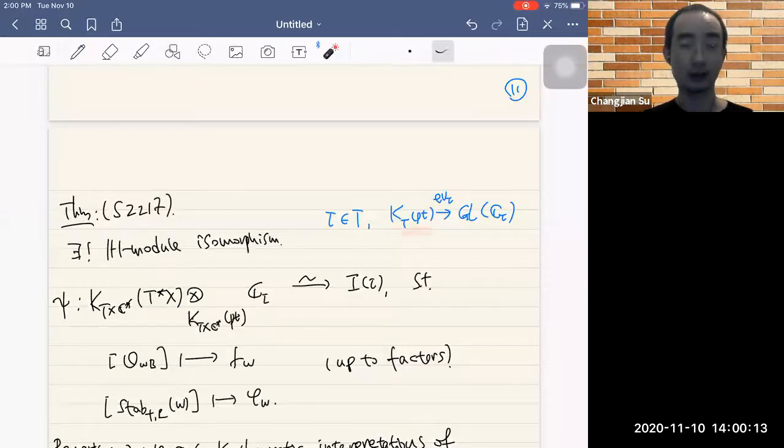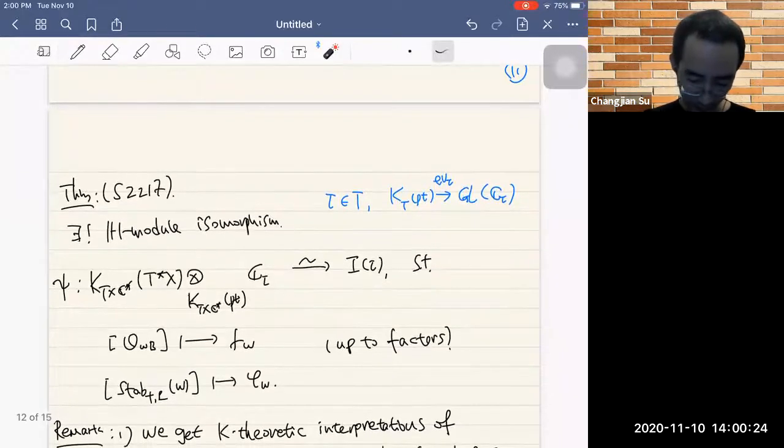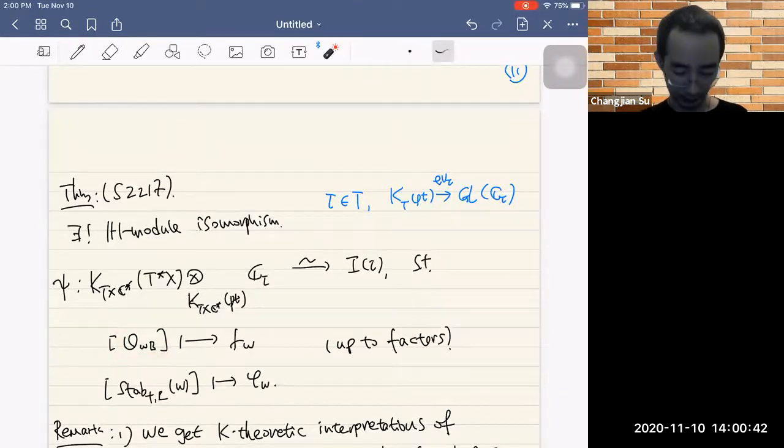Because this is the Laurent polynomials on this torus, once you have a point, you can just evaluate at that point. You get this one-dimensional representation. Okay, then it says there is a unique Hecke algebra isomorphism such that WB denotes the torus fixed point corresponding to W, and this denotes the structure sheaf of this fixed point.